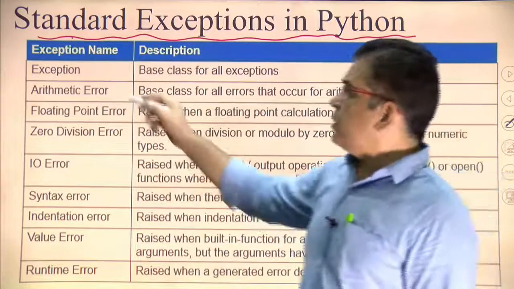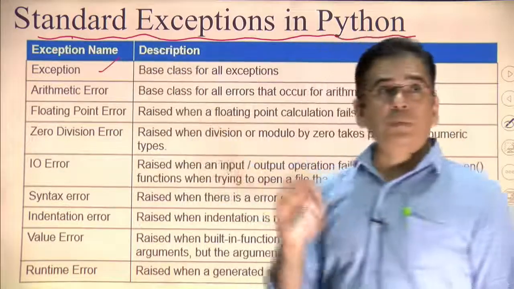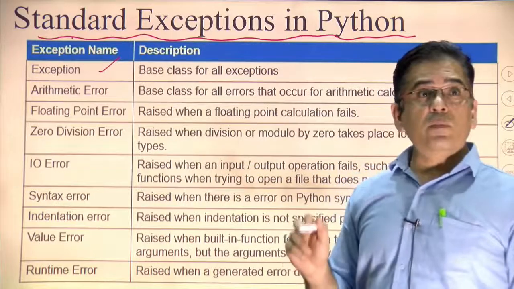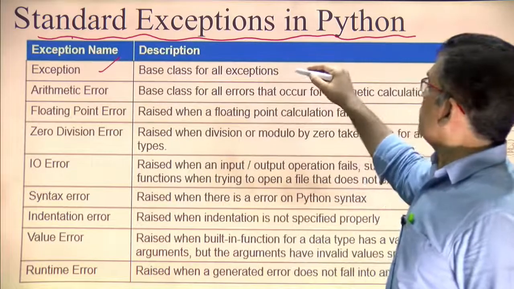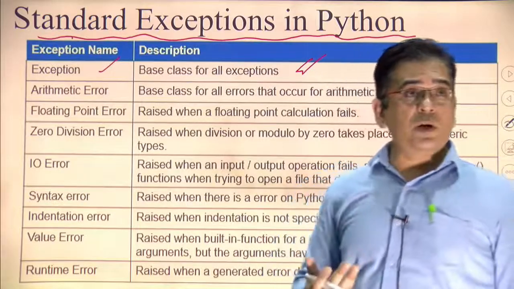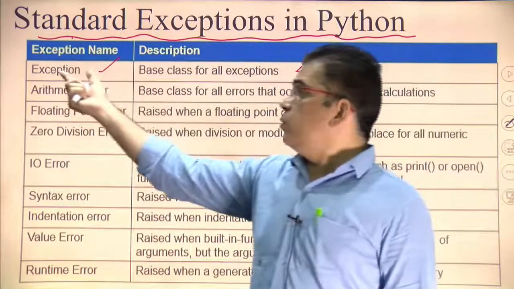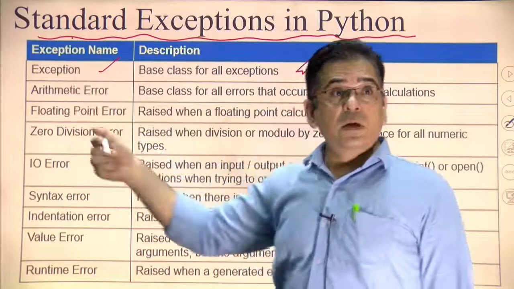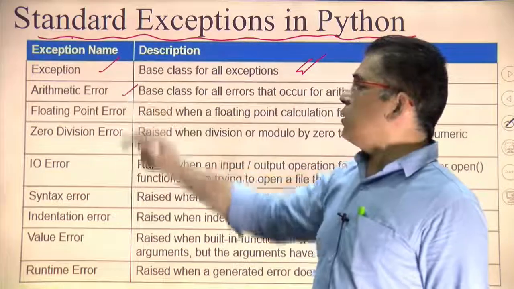So the very first exception name is simply Exception, which is the base class for all the exceptions. If you are facing any runtime error or any exception in your program, then you have to include this Exception base class. Then the second one is ArithmeticError.